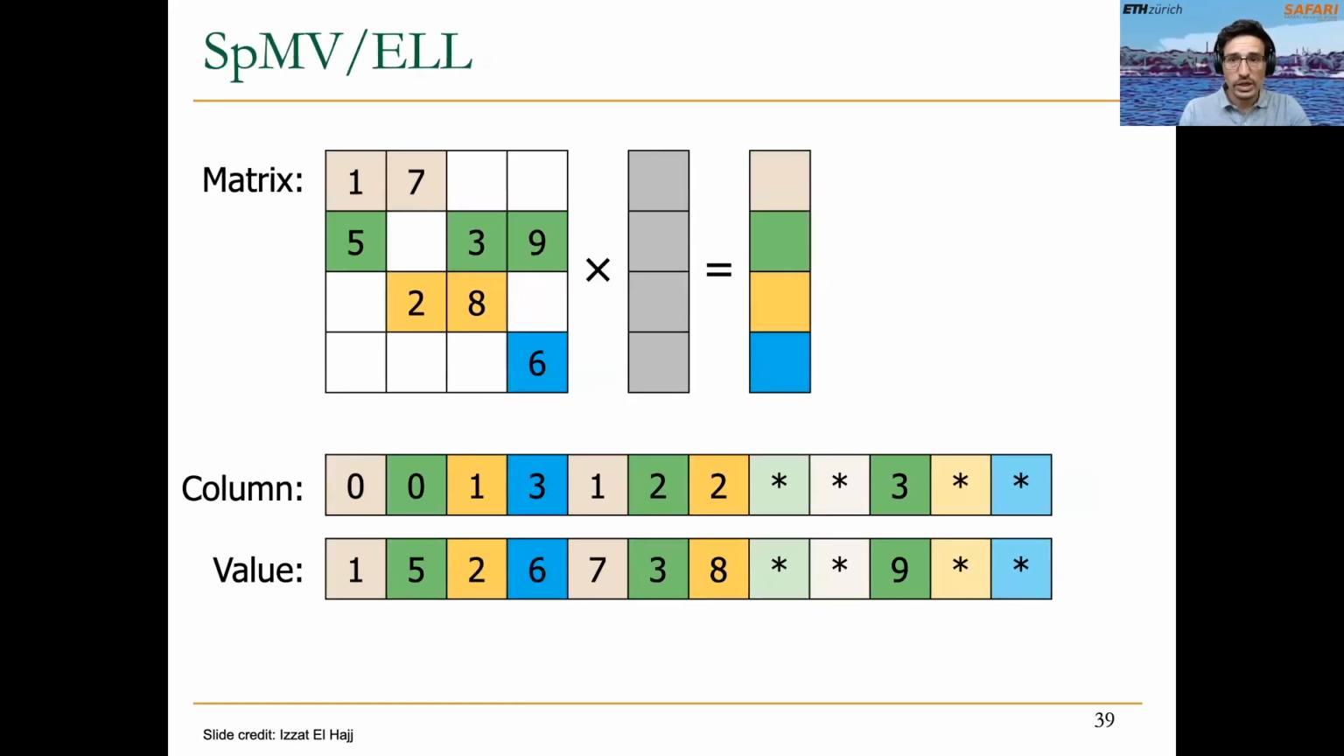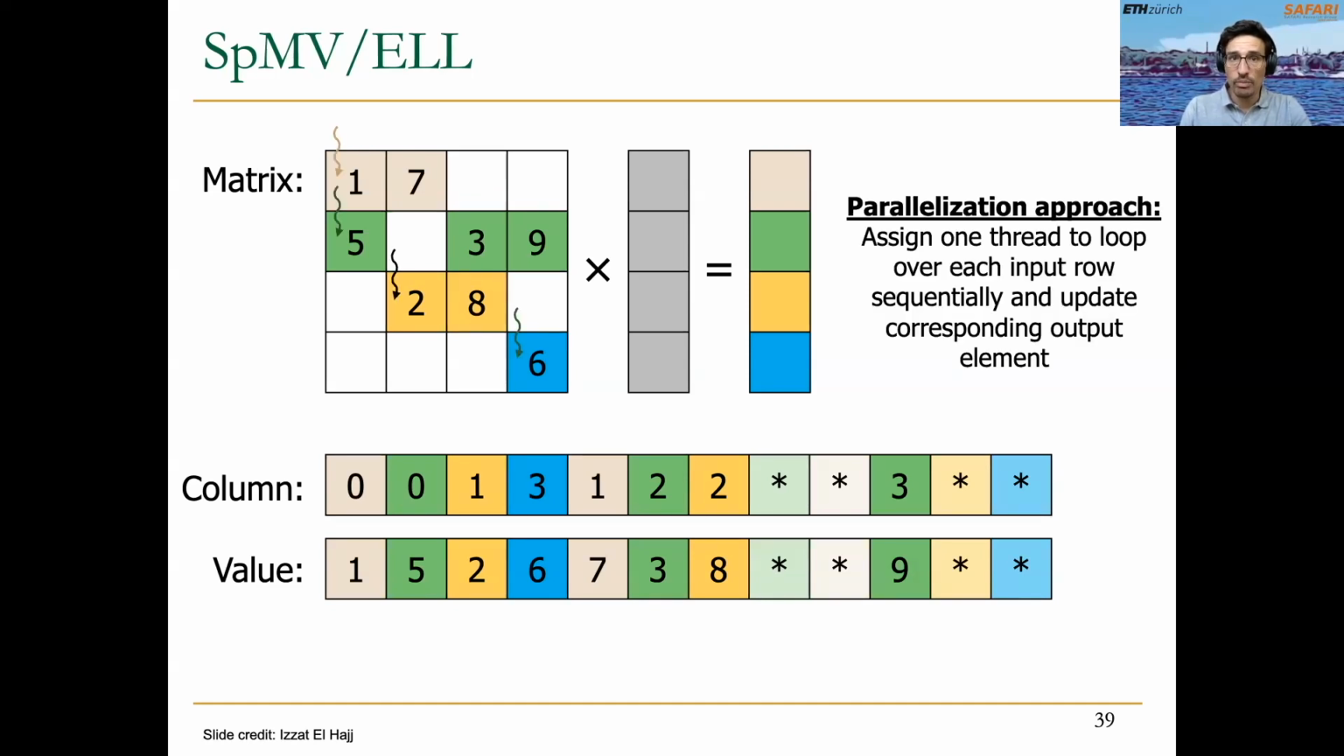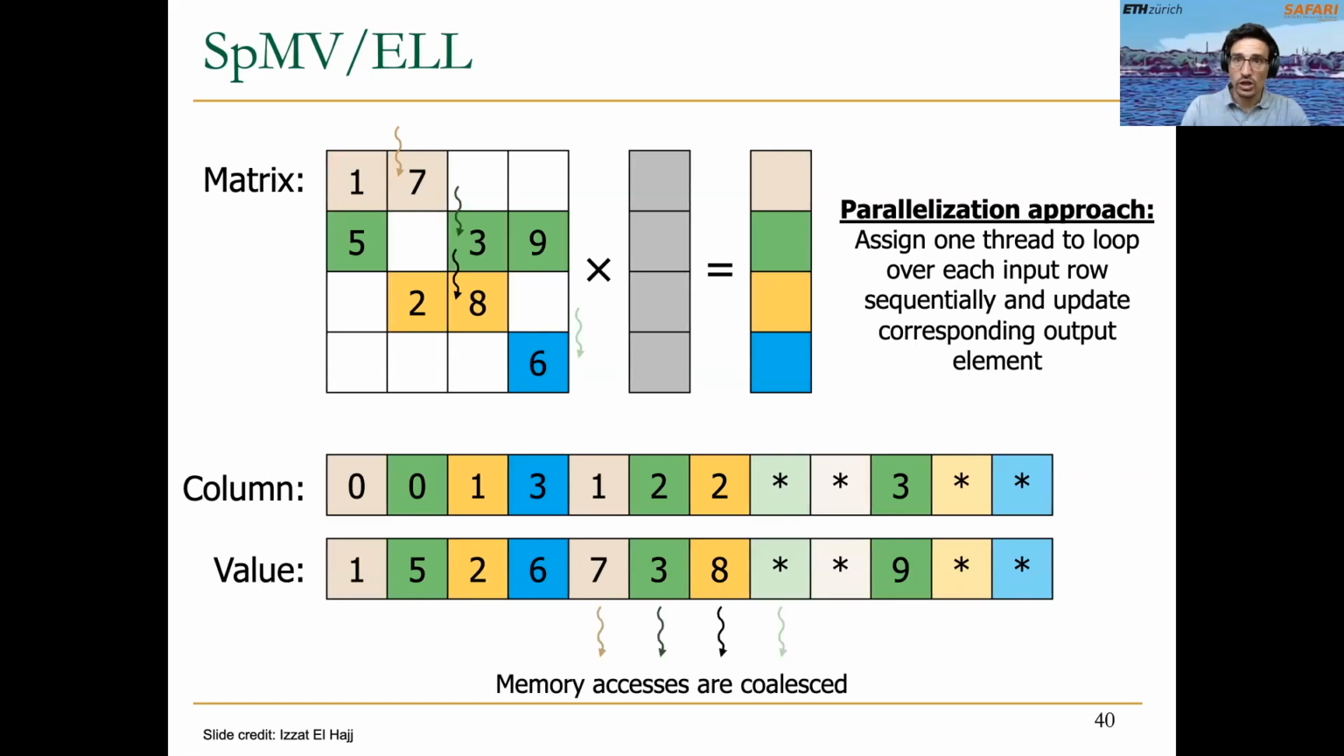So now, how do we perform the multiplication? How do we perform the SPMV calculation? In our parallelization approach, we assign one thread to loop over each input row sequentially and update the corresponding output element. The good thing is, because of the way that we have laid out and stored the matrix in memory in column major order, threads accessing the first non-zero value of each row are accessing these values in adjacent memory locations. So these result in coalesced memory accesses. When we continue the execution, in the later iterations we still have coalesced memory accesses until the end.